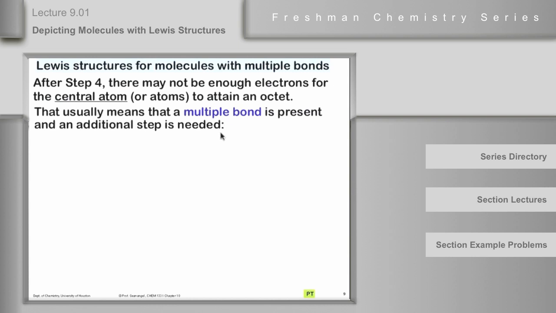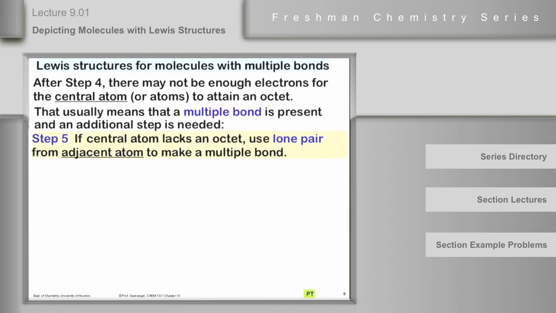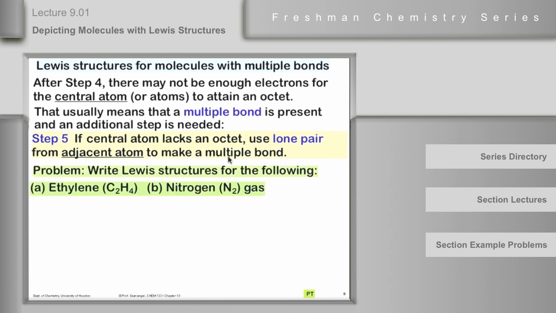So if that's the case, we're going to do an additional step, and the additional step is step 5. If the central atom lacks an octet, use a lone pair from an adjacent atom to make a multiple bond. So that instead of 2 electrons being shared, a single bond, we make 4 electrons be shared, and that would be a double bond. So I'm going to write the Lewis structures for 2 examples, one of which has a double bond and one of which has a triple bond.